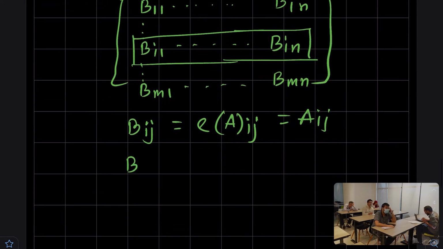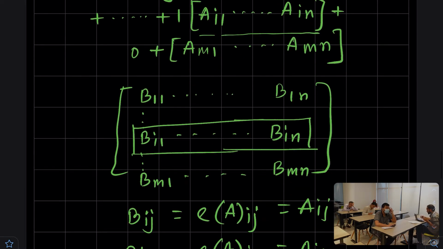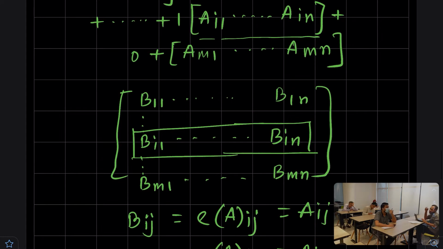So what is B_i1? This is just E of A_i1, and this is equal to A_i1, right? And that is just what? I am just multiplying the ith row of A by the entry element 1 coming from the field F, right? Always. There is a small mistake: the plus sign will be to the left of zero in the last row. Oh, yeah.